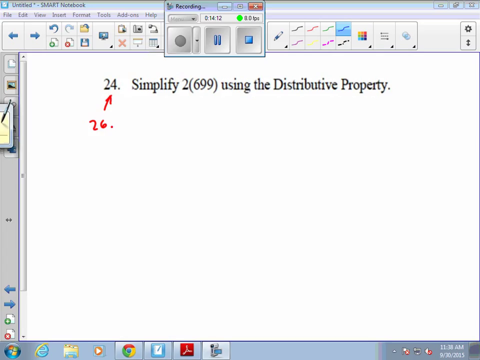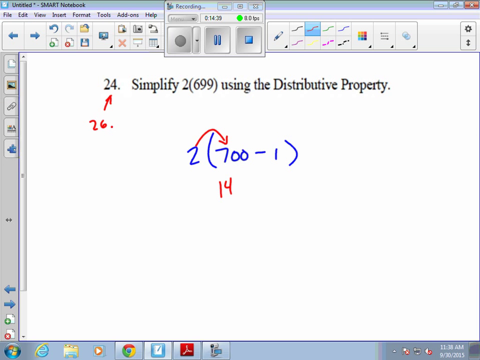And number 24 says simplify 2 times 699 using the distributive property. And again, on some of y'all's tests, this was the last one, number 26. 2 times 699 is the same thing as 2 times 700 minus 1. That's what 699 is, 700 minus 1. So when you multiply 2 times 700, 2 times 7 is 14, so 2 times 700 is 1400. And 2 times negative 1 is minus 2. So 1400 minus 2 is 1398. That's how you do it using the distributive property.